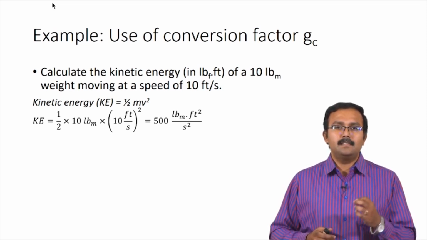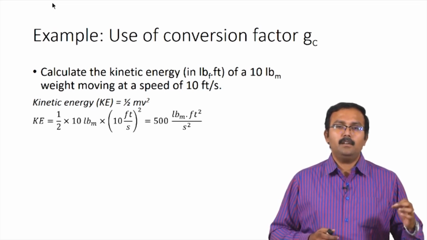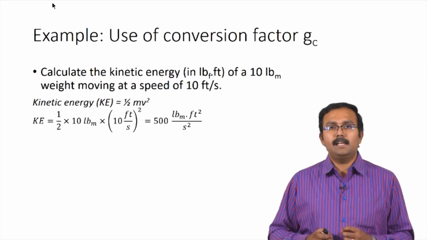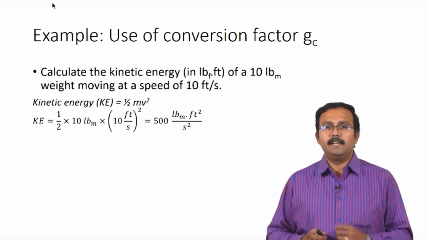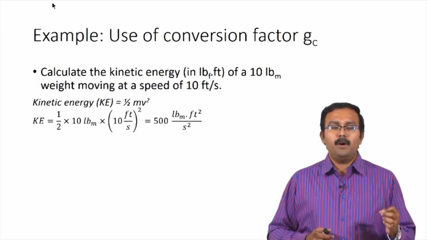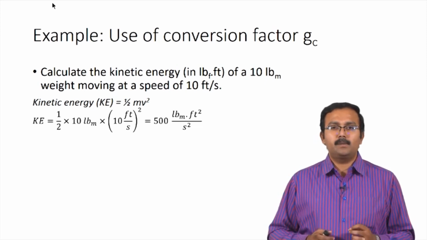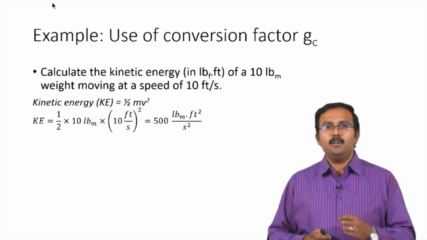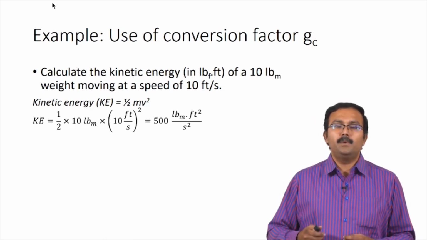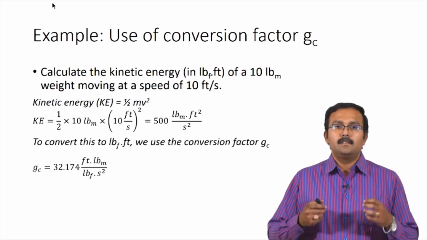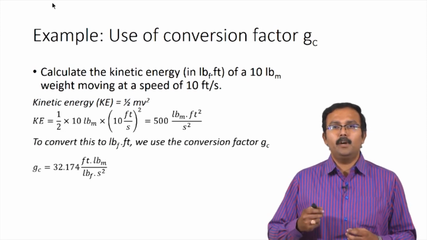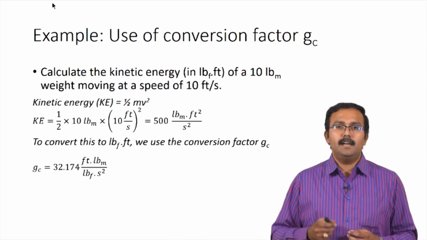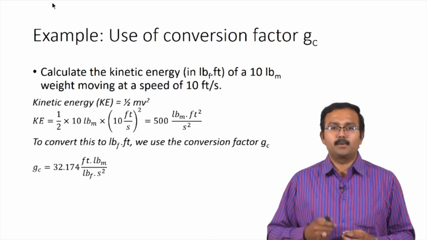So, this is the value you got for kinetic energy, but the problem asks you to calculate kinetic energy in terms of pound force feet, which means the pound mass feet squared per second squared term in this value needs to be converted to pound force. For this, we would use the conversion factor gc. So, gc is 32.174 feet times pound mass divided by pound force second squared.